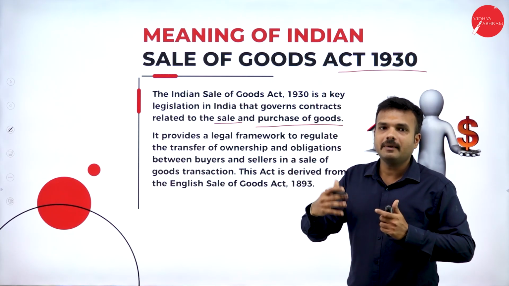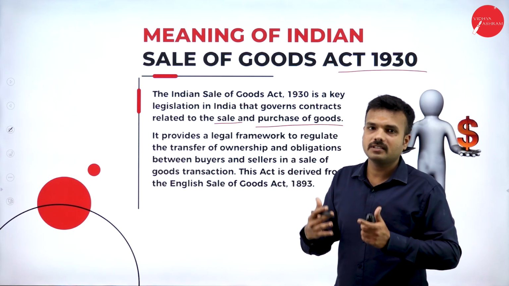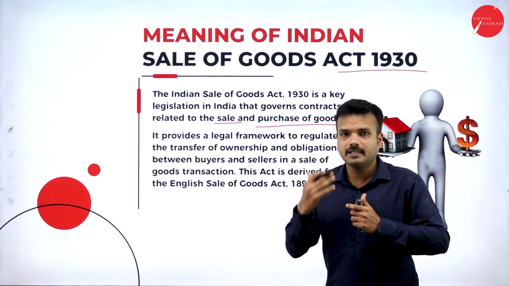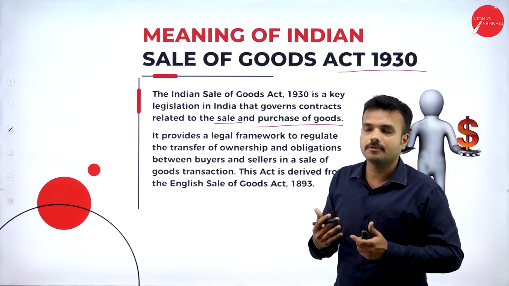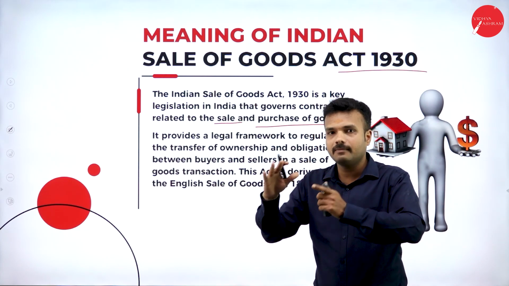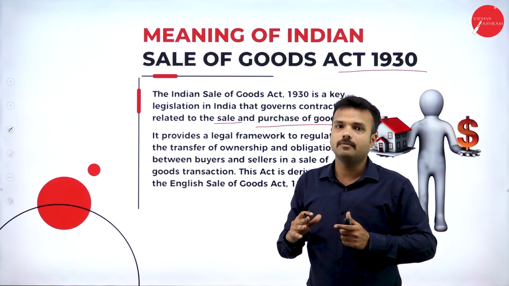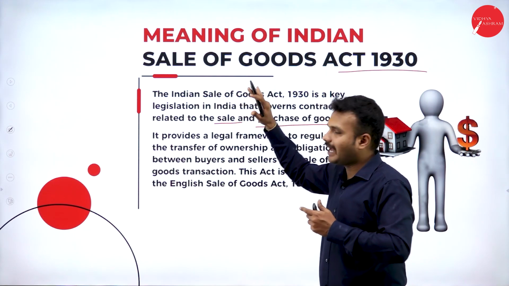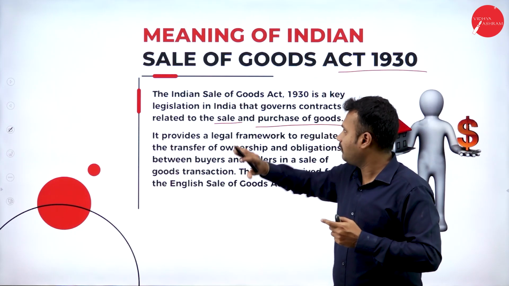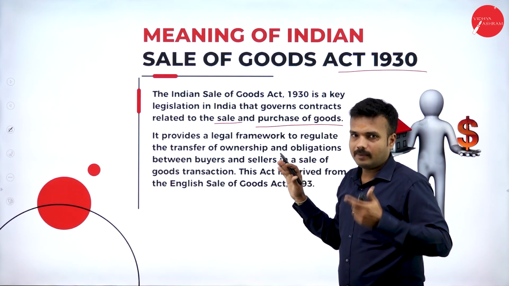When it comes to immovable goods, the best examples are land and building, real estate. But this Sale of Goods Act is only applicable for movable goods, not for immovable goods. Like, this Act is not applicable for land and building. It can be applicable only for movable goods.